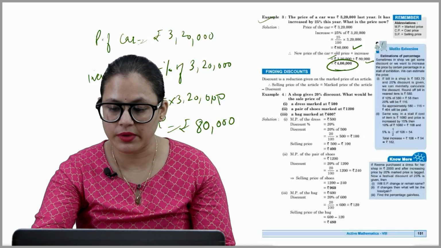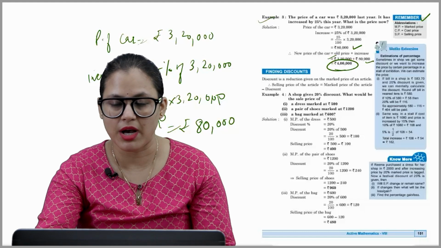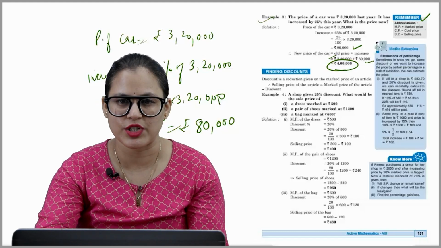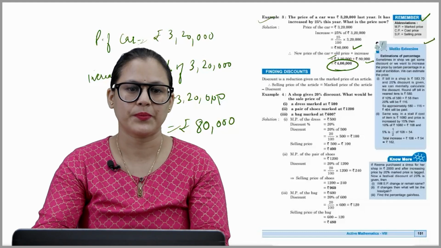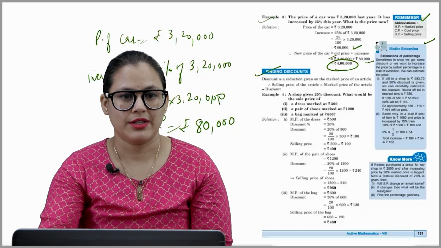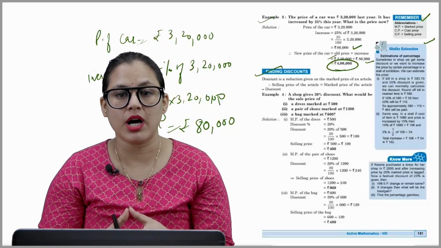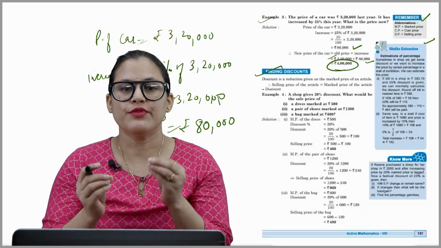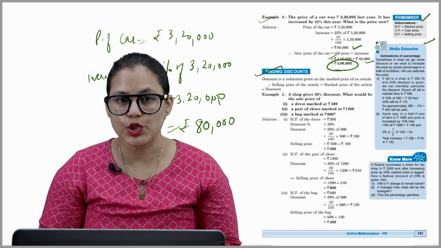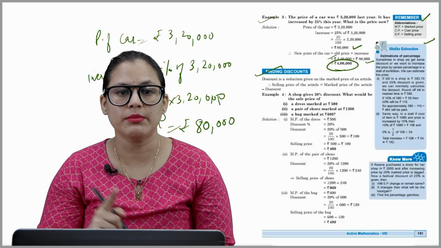And there are abbreviations given. MP means marked price, CP, which you already know, is cost price, and SP is selling price. Finding discounts. Discount is a reduction given on the marked price of an article. Therefore, selling price of the article is equal to marked price of the article minus discount.